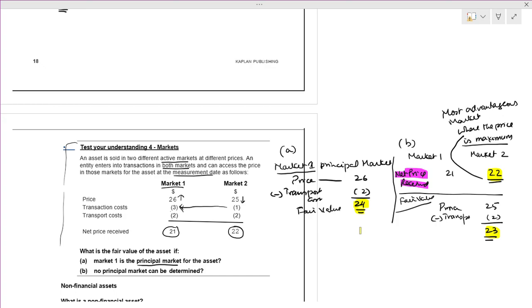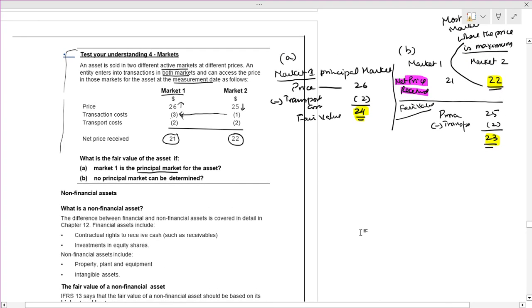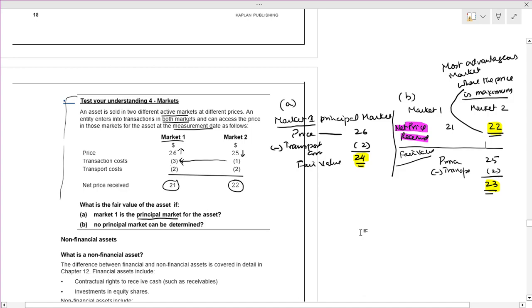Okay? This is definitely the differentiation we should understand: what happens in terms of the principal market and what happens in terms of the most advantageous market. In the most advantageous market, even the transaction cost is adjusted. Everything is adjusted here. You have a transaction cost of 20, and you have a transport cost also. Everything is adjusted here with respect to the most advantageous market.